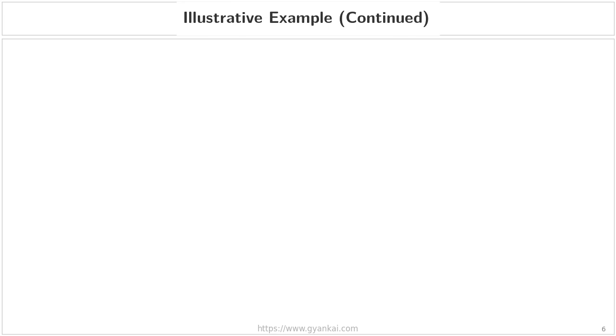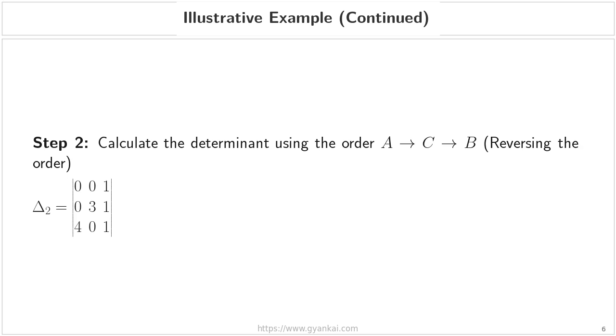Illustrative example continued. Now let's continue with our example to see this concept in action. In the previous slide, we calculated the area using the order A, then B, then C, which gave us a positive result. Now in step 2, let's see what happens if we reverse that order. Let's calculate the determinant using the sequence A, then C, then B, looking at our new matrix.